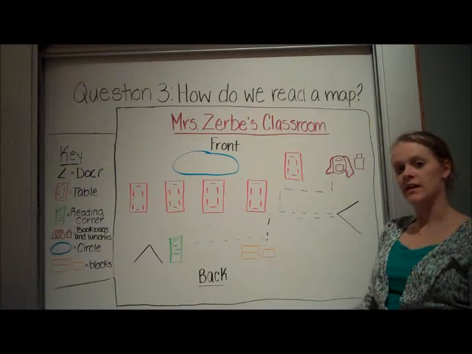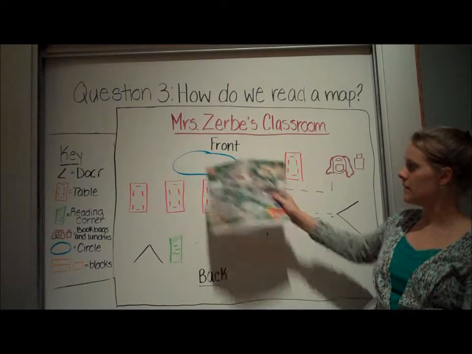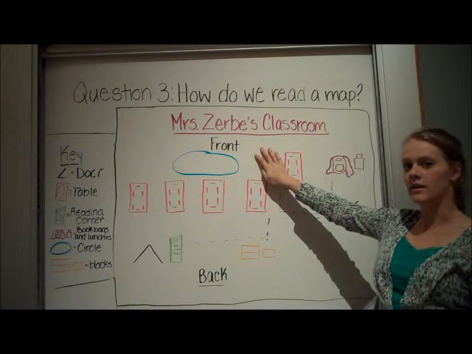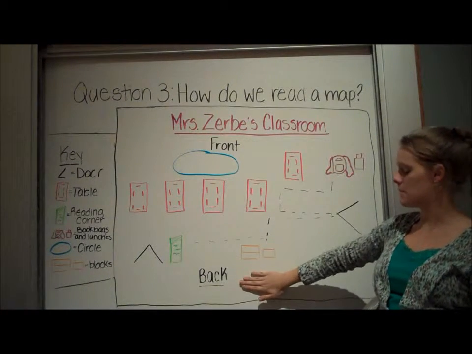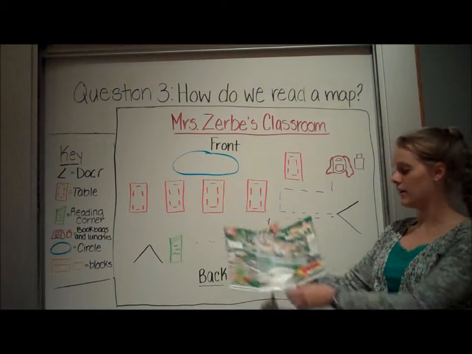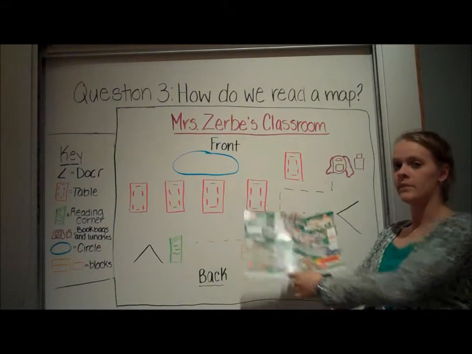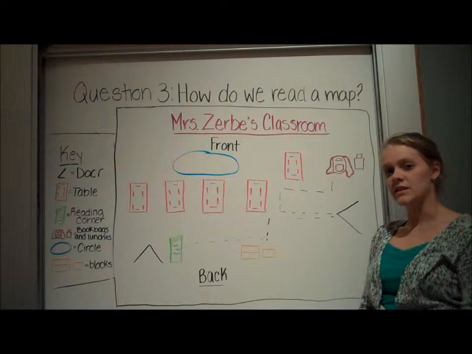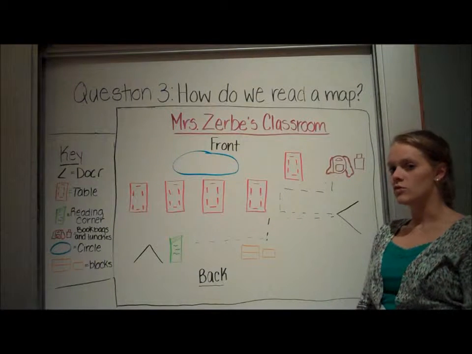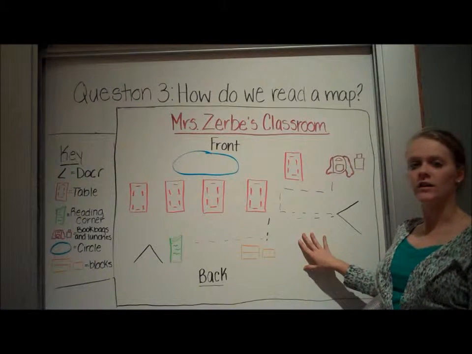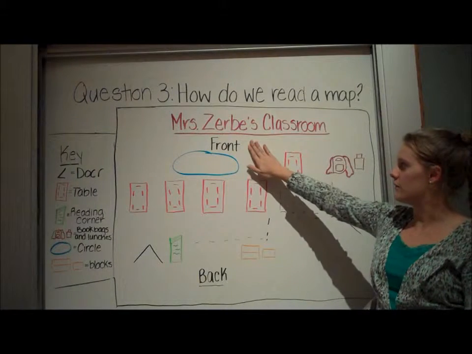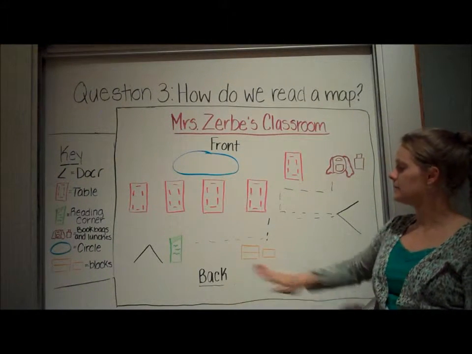Sometimes, just like our Del Grosso's map and our map up here, you can have an orientation using the words front and back, or top and bottom. Sometimes with orientation, you can have north, south, east, and west. But tonight we're going to look at orientation of front and back.